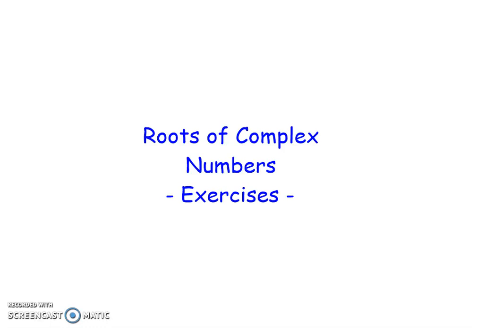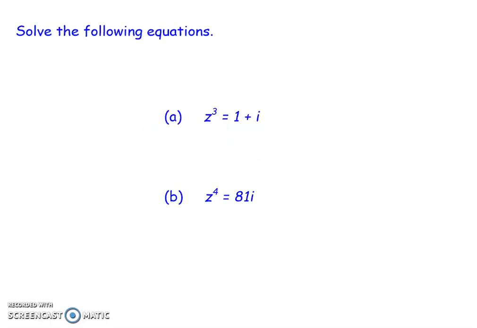So here you go. All I want you to do is quite simply solve the following pair of equations. So the first one, z cubed equals 1 plus i. Second one, z to the power of 4 equals 81i. So pause the video and have a crack. Just remember though, if you're working with a decimal number, go to 3 significant figures.